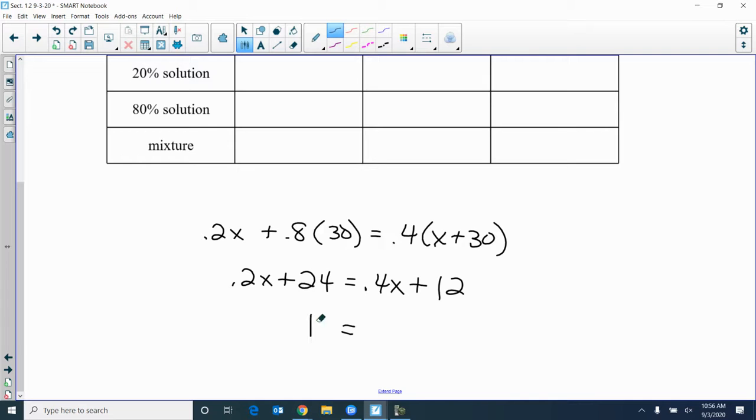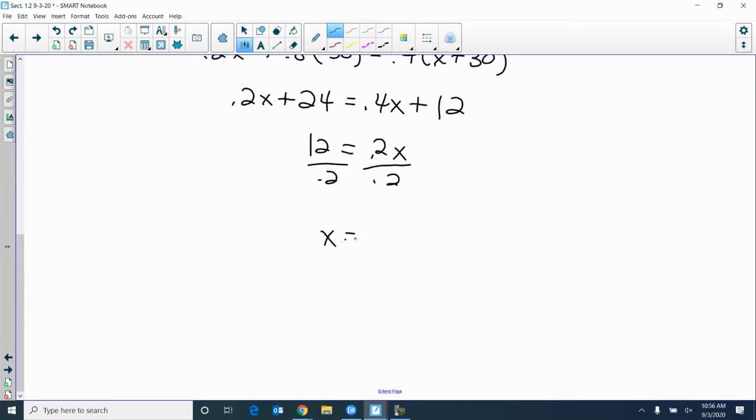Let's see, what is it? I get 12 equals 0.2X, right? And then divide by 0.2, 60. X equals 60 liters of the 20% solution. Is that what the question asks?